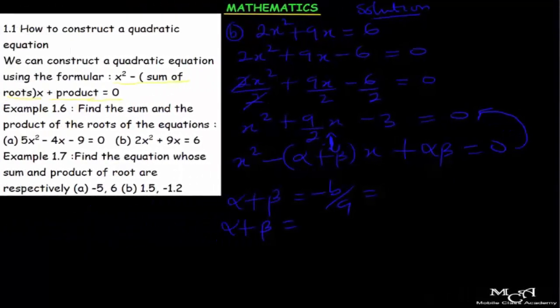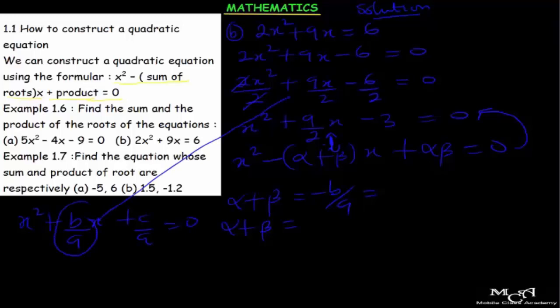Remember when I showed you x squared plus b over a x then plus c over a equal to 0. So looking at this relationship, if you equate this to this, you find out that your 9 over 2 is your b over a. So if I slot it into this place, I have minus 9 over 2. So that's the sum of the roots.